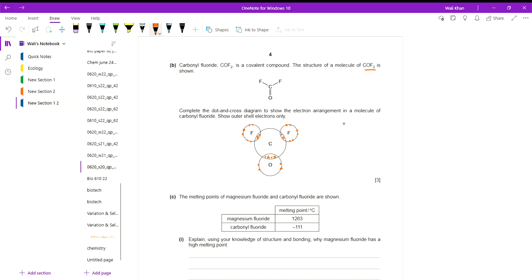The melting points of magnesium fluoride and carbonyl fluoride are shown: magnesium fluoride 1263 and carbonyl fluoride minus 111. Explain using your knowledge of structure and bonding why magnesium fluoride has a high melting point. So magnesium fluoride, yes, they have strong electrostatic forces basically. Okay?